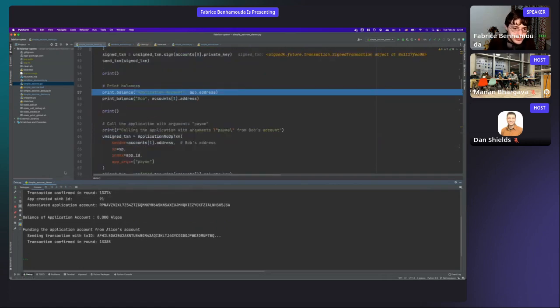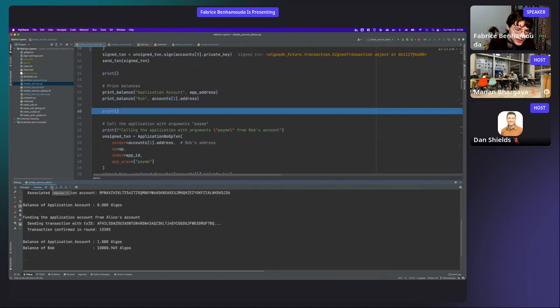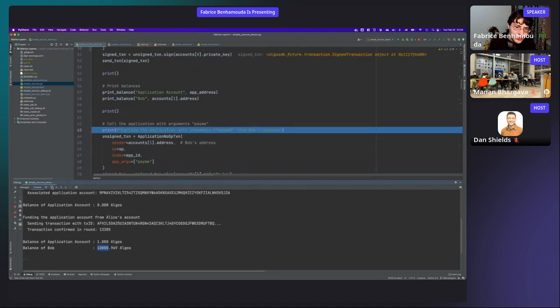And now the application account has 1 algo. Bob, which is another account, has this amount of algo, and what I want to do is I want Bob to call the application with the argument "pay me", and Bob should get back 0.21 algo. So that's what I'm doing.